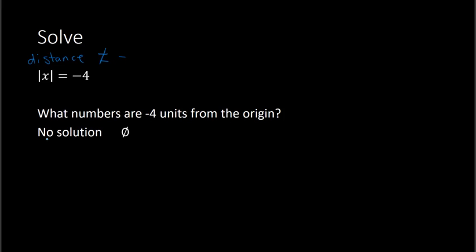So we can write in English words, no solution, or in math notation, we can use this symbol. This is like a 0 with a line through it. It means no solution, or it means empty set. And the reason, as stated, is because the distance can never be negative.